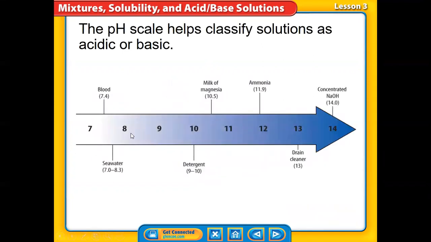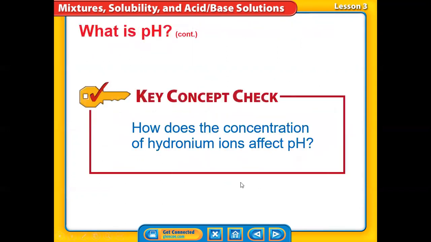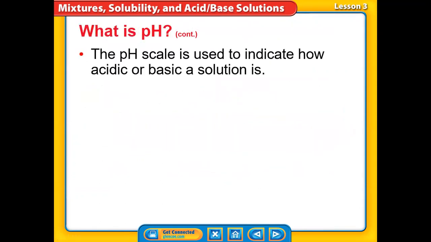On the other side, as we said, as we move toward 14, the base effect increases and it becomes more basic. So we could find, for example, seawater, which is somehow a base because it ranges from 7 to about 8, that means it's neutral or a little basic. But for example, we could find drain cleaner, its pH equals 13, which means it's a stronger base and so on.